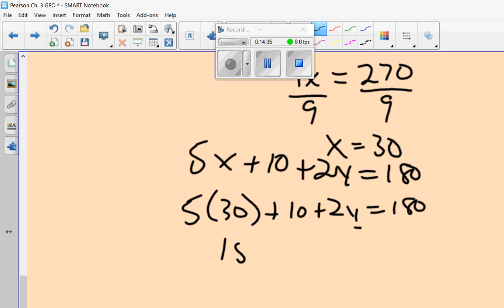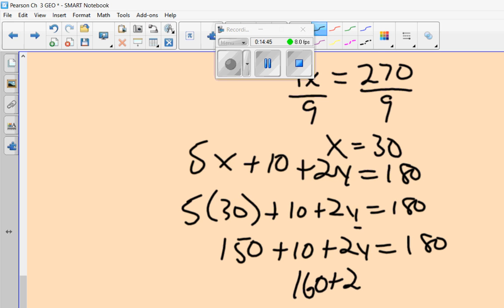Okay, so I get 150 here. I'm substituting it in. 150 and 10 is 160. And then I want to subtract 160 from both sides. I'm going to go ahead, divide both sides by 2, and y is 10, okay? And if I take the value for x and the value for y, and I plug them into my original equations, I see that it works, okay?